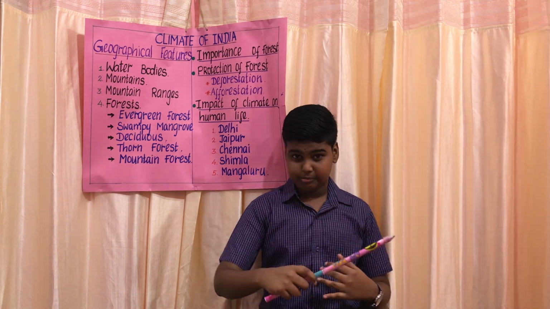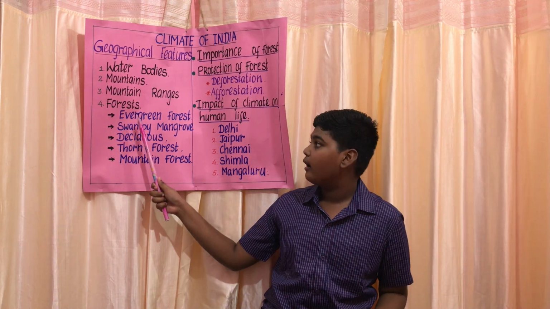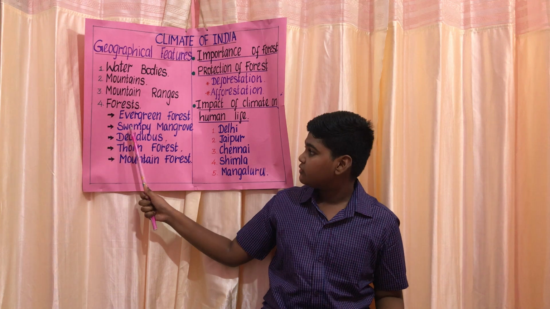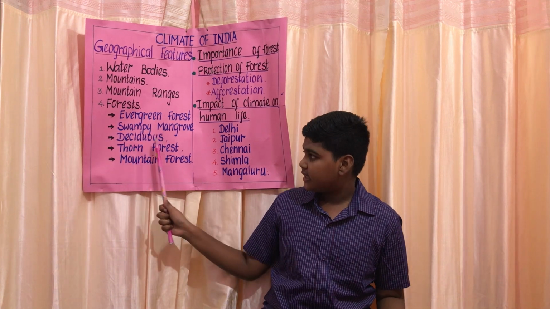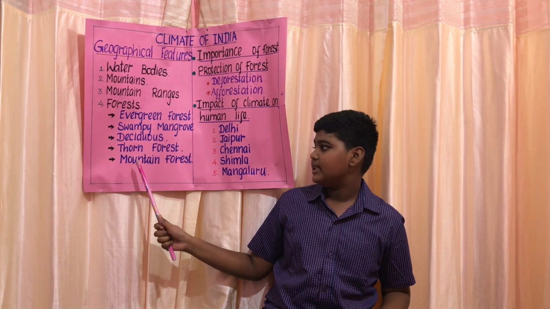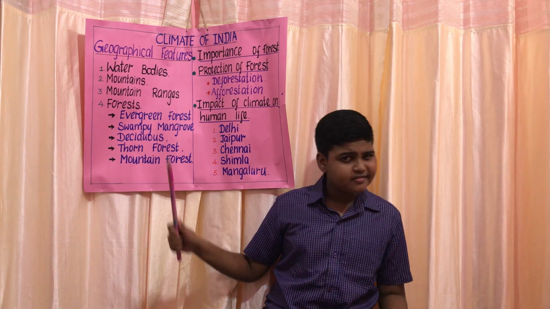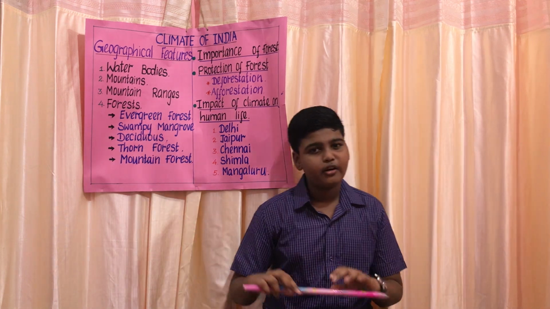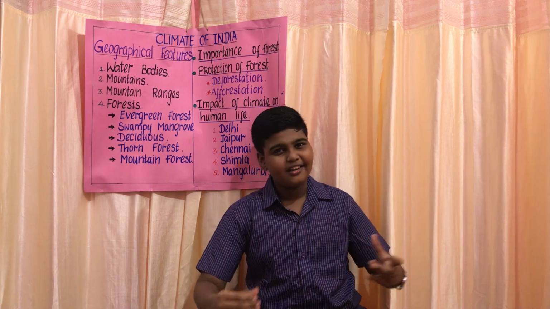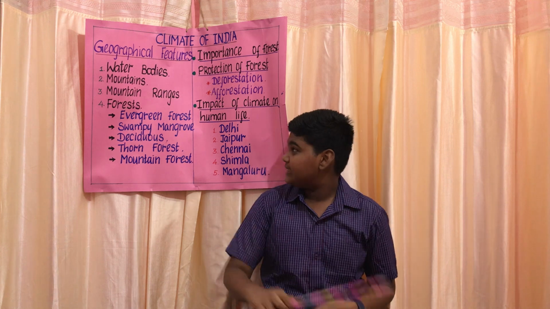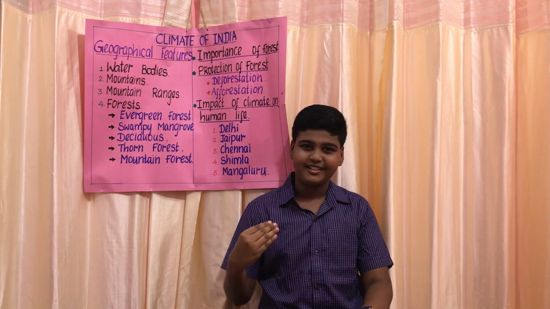Some of the different types of forests found in India are evergreen forest, swampy mangrove forest, deciduous forest, thorn forest and mountain forest. First we can learn about what is evergreen forest. The word evergreen means that it is always green. So only that forest is called evergreen. So now we can learn about why it is called evergreen.